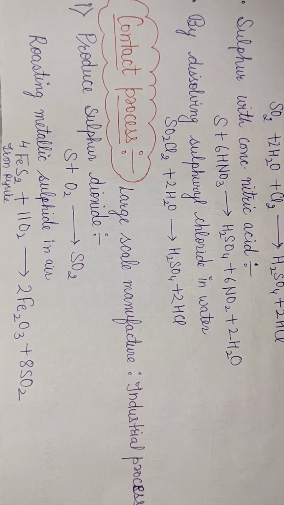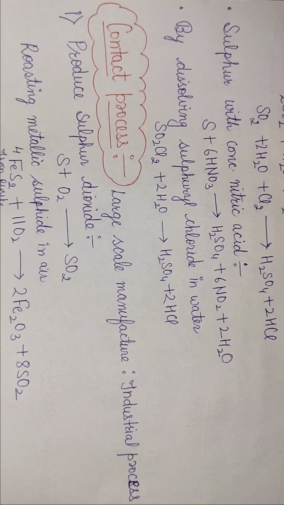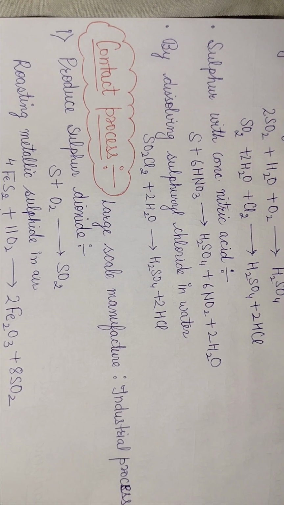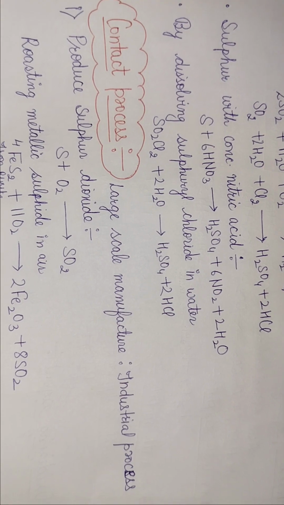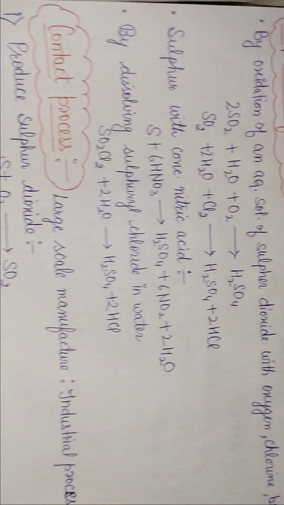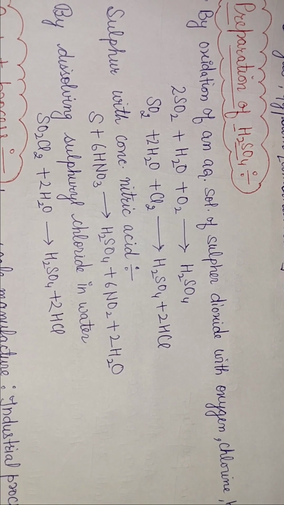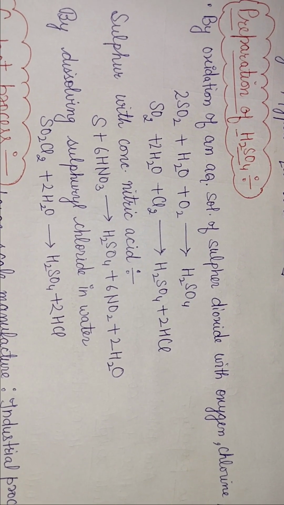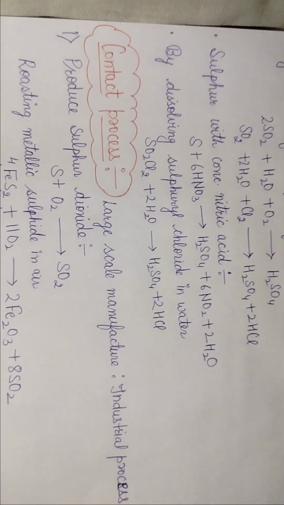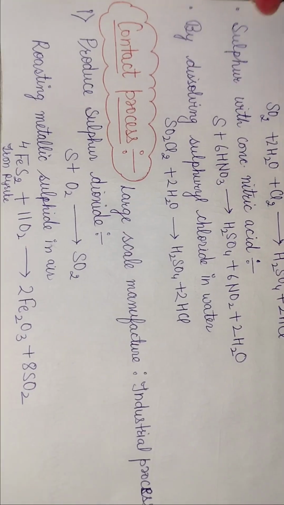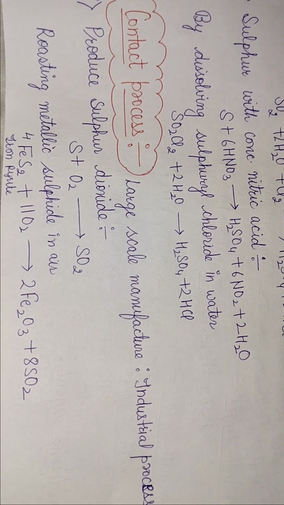The most important process is the contact process, through which we can manufacture a large amount of sulfuric acid, and it is used in industrial processes. Through all these other processes, we can prepare only a small amount of H2SO4. But through the contact process we can prepare a large amount of H2SO4. It includes a number of steps and we are going to discuss these steps one by one.